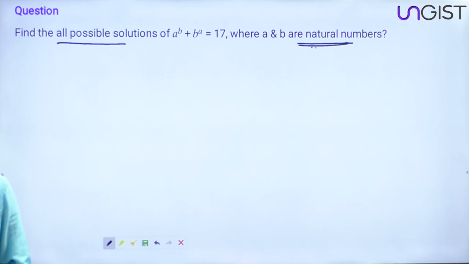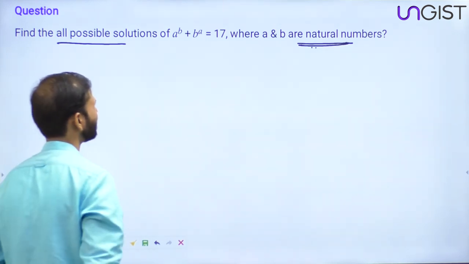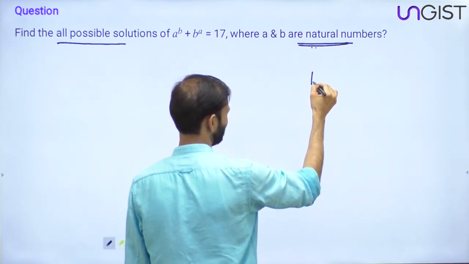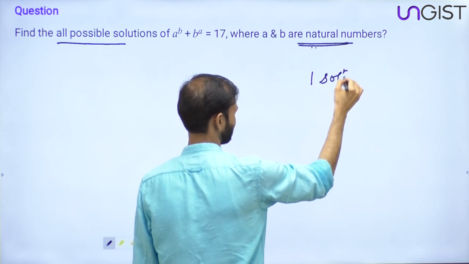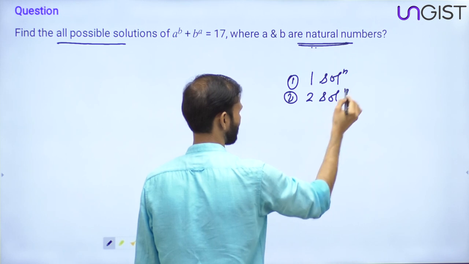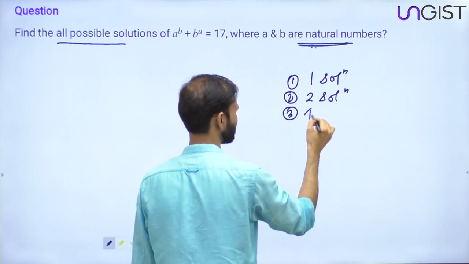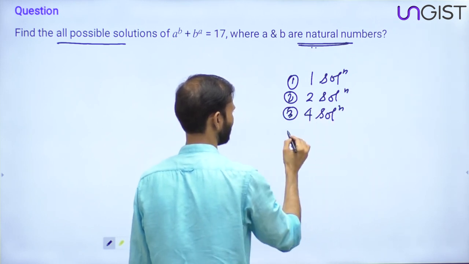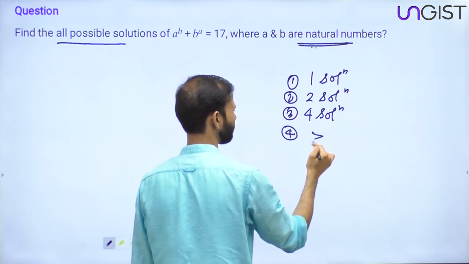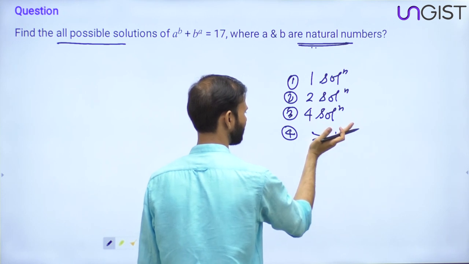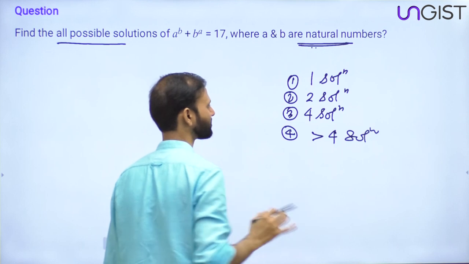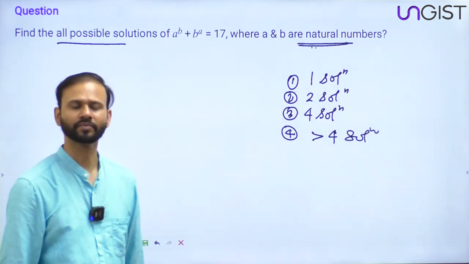What's the answer? Okay. Suppose that I'm giving you the options. One solution. Two solutions. Four solutions. More than four solutions, greater than four solutions, right? These are the options, let's say. Fine.